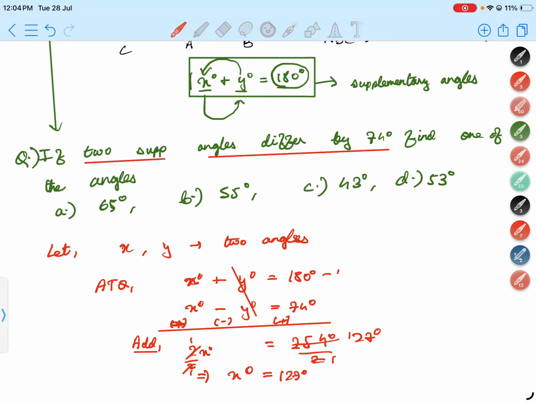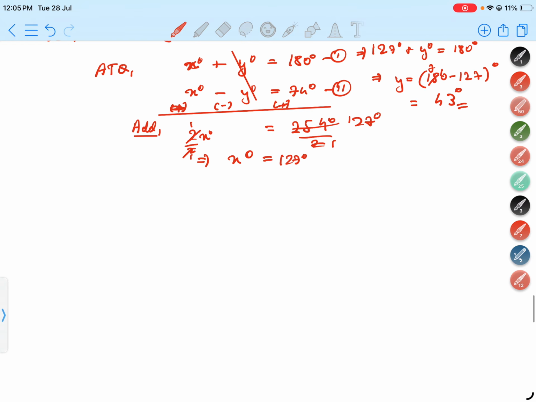Now substituting it, let's say this is equation 1 and 2, substituting it in either equation 1 or equation 2. Let's say we substitute it in equation number 1, that is 127 degree plus y degree is equal to 180 degree. So y will be equal to 180 minus 127 degree, which will be equal to 43 degrees. So the answer would be 43 degree, and the correct option is option number C. I hope this was clear to you.